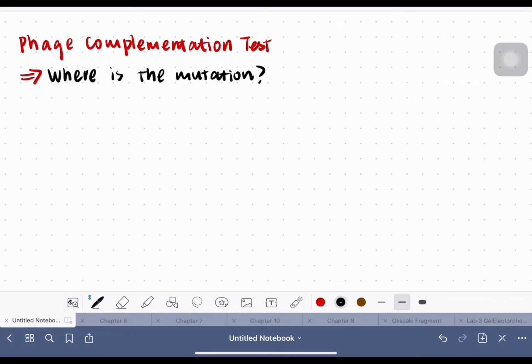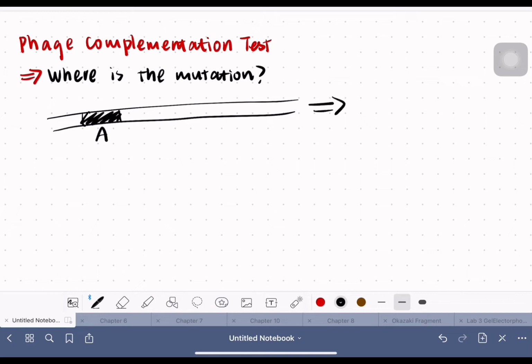So let's say you are studying fruit flies. This is the gene, and this place is the mutation we already know. Let's call it locus A, and this mutation will give the Drosophila the phenotype of white. And if we don't have this mutation, which is the wild type, the Drosophila will just appear black.